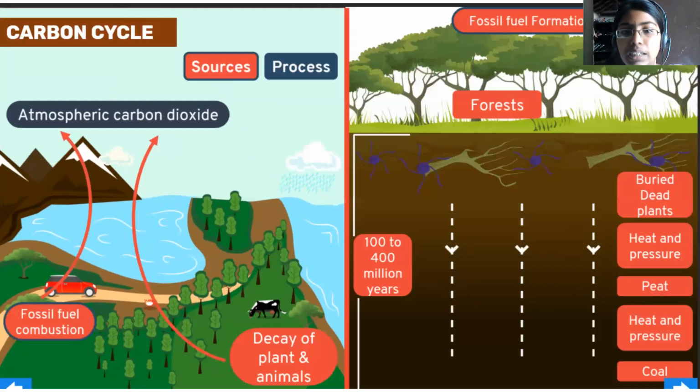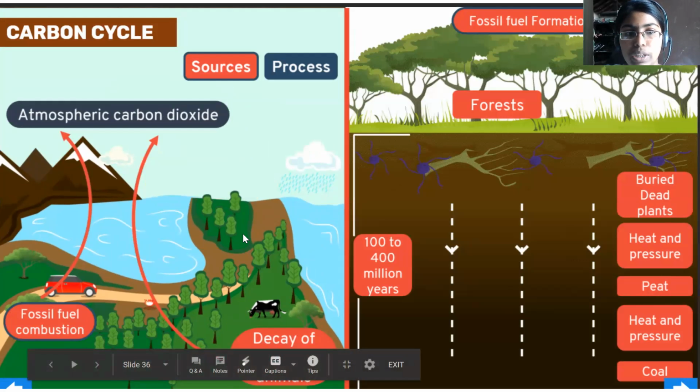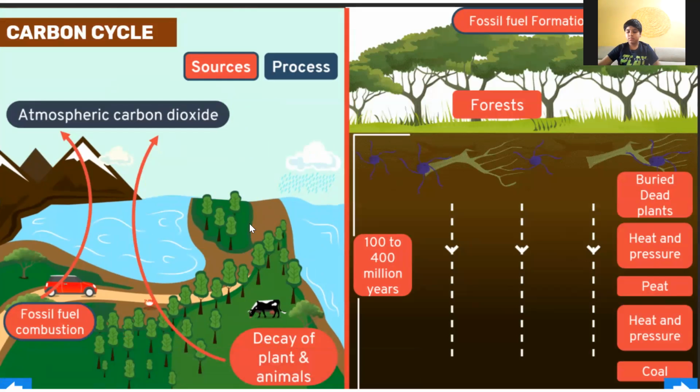Is it clear, Vijay? Yes, ma'am. Okay, so we'll make a note of this. What is the peat, ma'am? Yes, Vijay. It is also a form of a fossil fuel. Before coal, it will be in that process. That is the name of the thing.